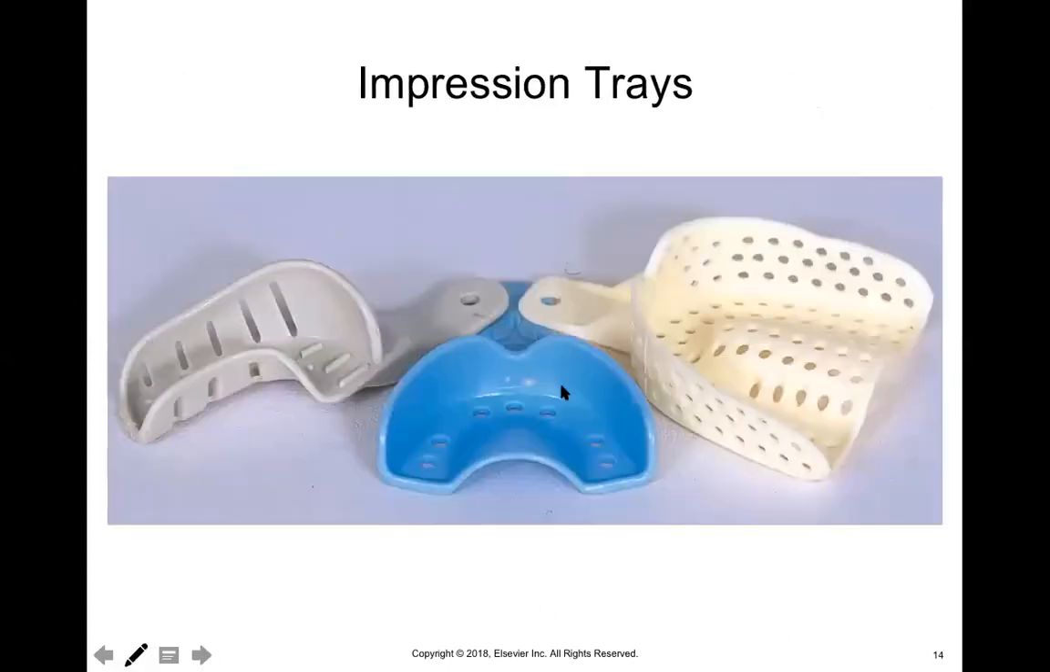Here is an example of a perforated tray on the right side of the screen. As you can see, it has all of these holes in it. When you mix your alginate impression material and place it into the tray, once you put it in the patient's mouth, the material is going to start flowing through these holes, and then it's going to harden, because that's what the material does. It hardens over time, and because it hardens in that way, it locks the material into the tray.